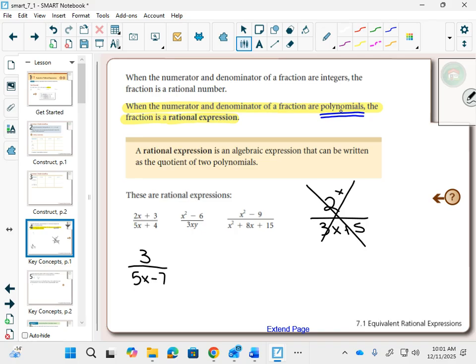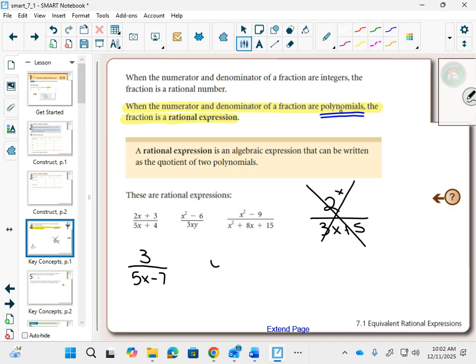That's a polynomial. A 3 is just a constant. It is a polynomial. It's a monomial with no variables. So whenever you have a quotient of two polynomials, we call it a rational expression. And for the most part, we talk about rational expressions when there is a variable on the bottom.